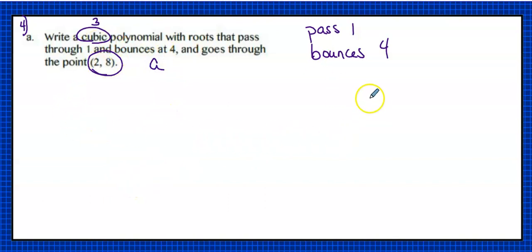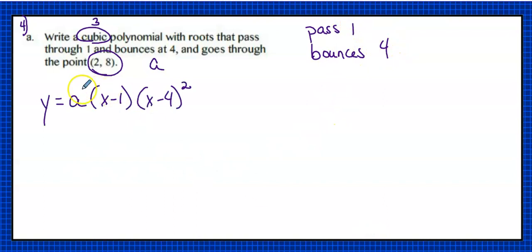Okay, so let's see. Bounces at 4 would be a 2 exponent. This would be a 1 exponent. So this is how our equation would start out. We leave the a, and the y, and the x. But when we go to find the a value, we're going to use these two numbers right here. We're going to use this as the x value, and this is the y value. And we're going to just plug those in.